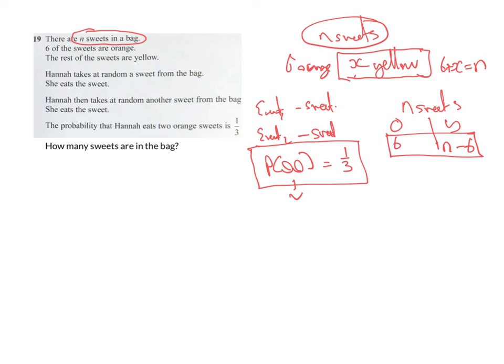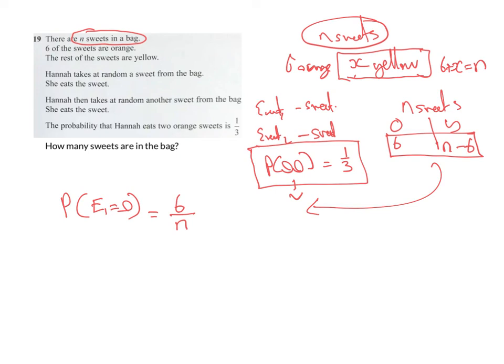So now we can go down to this bit. So probability of orange and orange. Okay, so what's the probability that the first event is orange? Okay, so first event is orange. So how many sweets did it start with? 6 orange sweets of a total number of n sweets. So that must be the probability that our first sweet is orange.